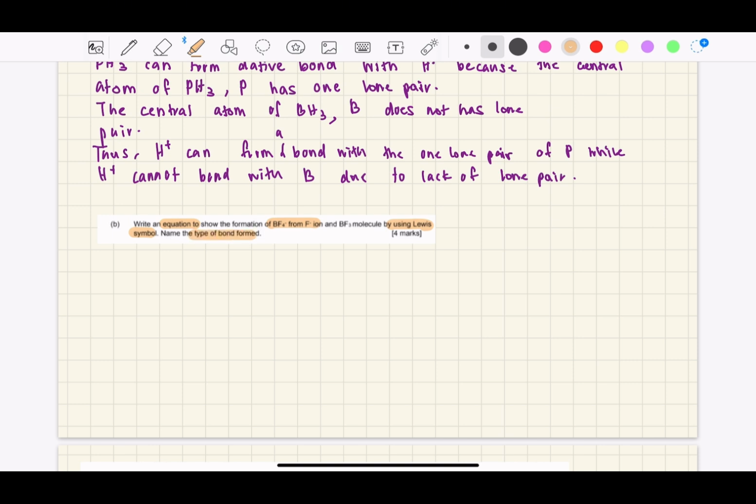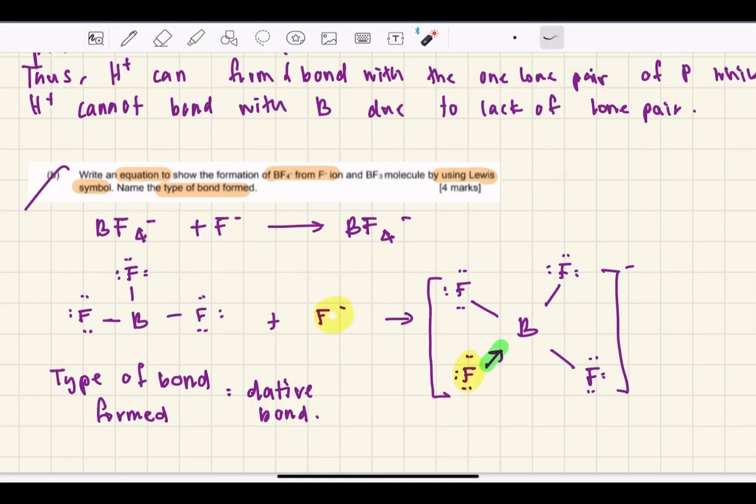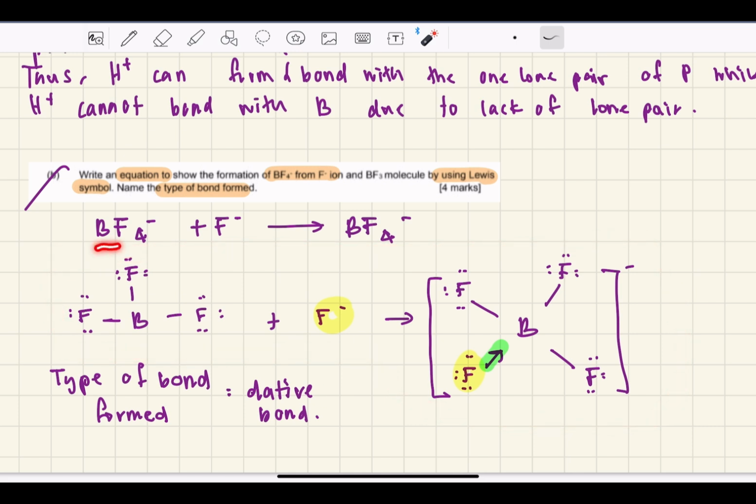The question asks: write an equation to show the formation of PF4 minus from PF3 and F minus ion, using Lewis symbols and showing the type of bond formed. To make it easier, we write the equation first, then write the Lewis symbols. This one doesn't carry any marks, but if you show it, it will make your life easier to make the Lewis symbols.